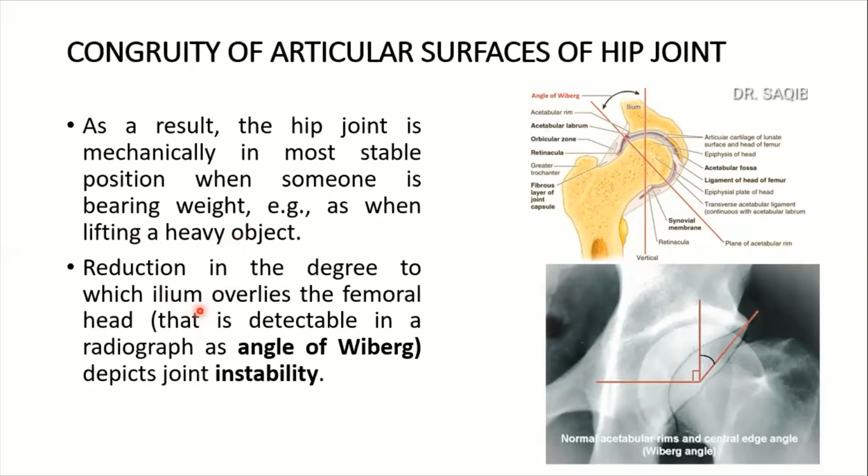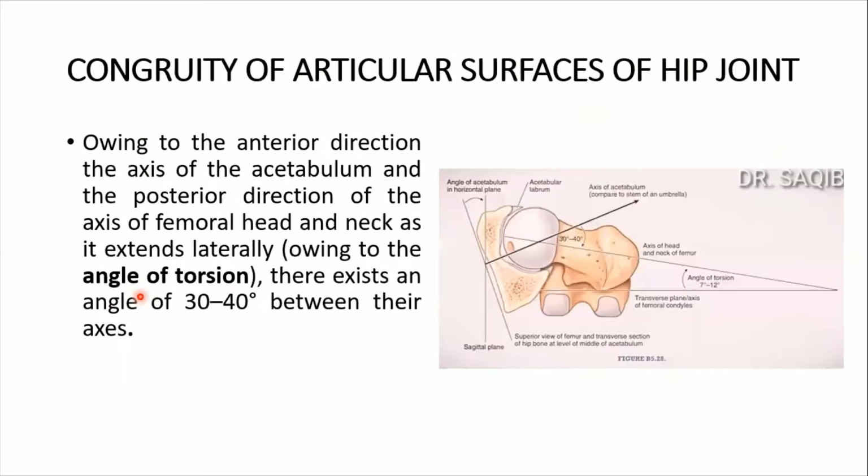Reduction in the degree to which ilium overlies the femoral head, that is detectable in a radiograph as angle of Wiberg. It depicts joint instability. If this angle is reduced, this is the angle of Wiberg, right? This is the angle of Wiberg. If it is reduced, then there would be joint instability.